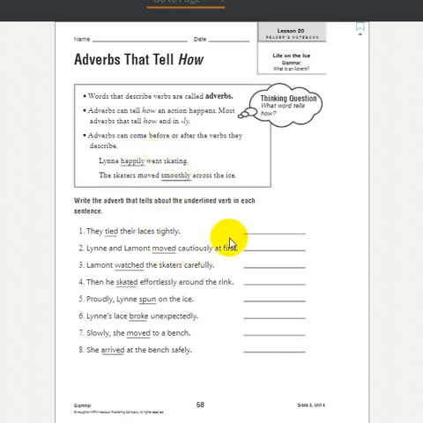So, let's take a look at the questions over here and do them together. So number 1, it says here, write the adverb that tells about the underlined verb in each sentence. So here they underline the verb and they're looking for the adverb that describes it. So here, number 1, they tied their laces tightly. So which word here is the adverb? Well, the verb is tied. Which word describes it? Tightly. It shows us how they tied their laces.